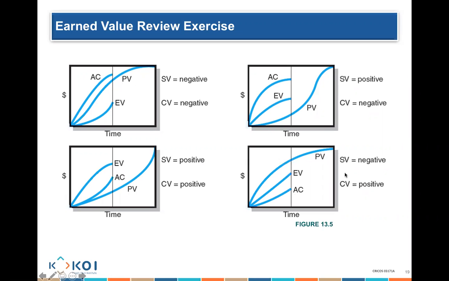So whenever SV is negative, that means you're behind schedule. Whenever SV is positive, that means you're ahead of schedule. Whenever CV is positive, that means you are ahead of budget or under budget. And when it is negative, it means you are over budget. So it's about really making sure you consider those various terms in your calculation.